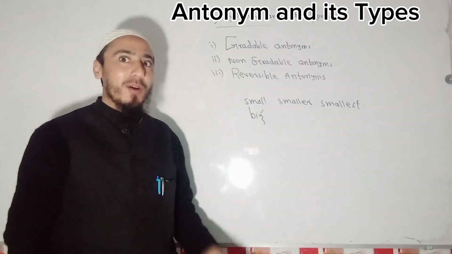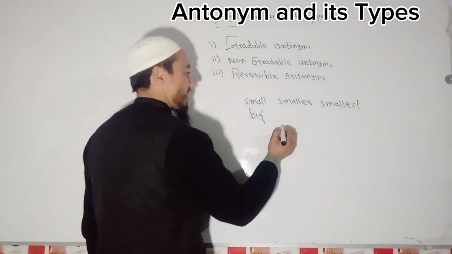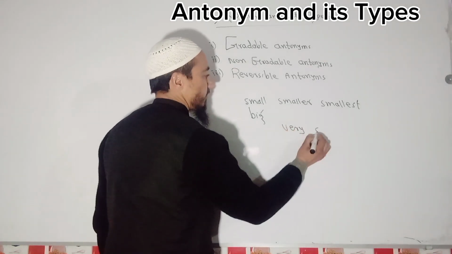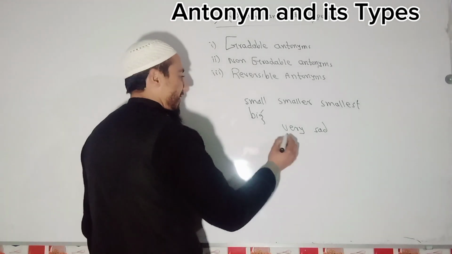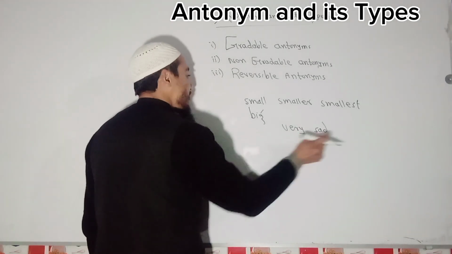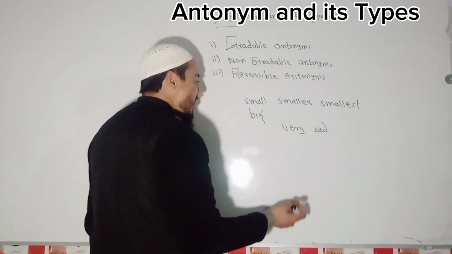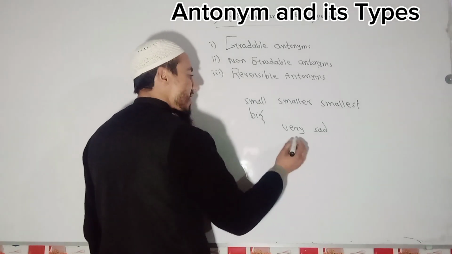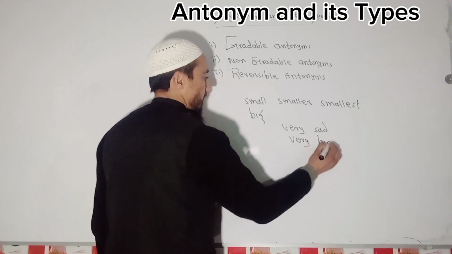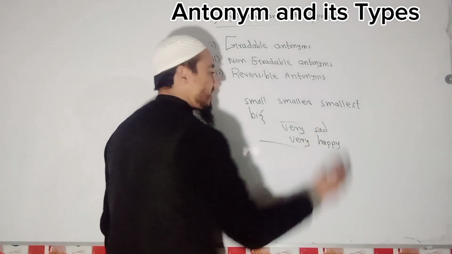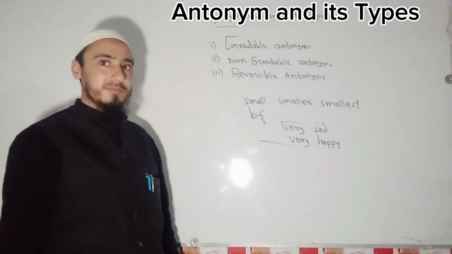Remember that we also have another type of antonym. For example, if we say very sad, what would be the antonym of this very sad? The antonym of very sad would be very happy. It means it takes other words.